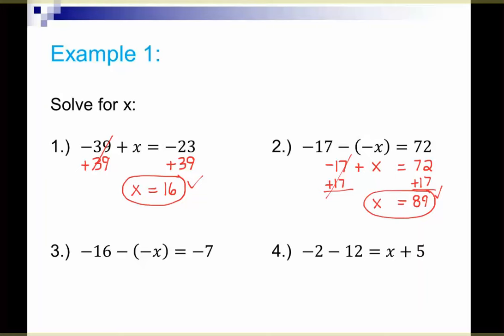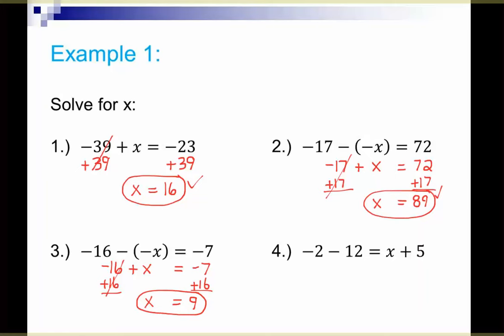We also have some simplification to do here. So let's go ahead and rewrite this as negative 16 plus x equals negative 7. Okay, how do I get rid of the negative 16? Well, I'm going to add 16. On the left, this cancels out. On the right, you're going to be left with a war problem. This time, in the war problem, positives win, and they win by 9. So x equals 9.